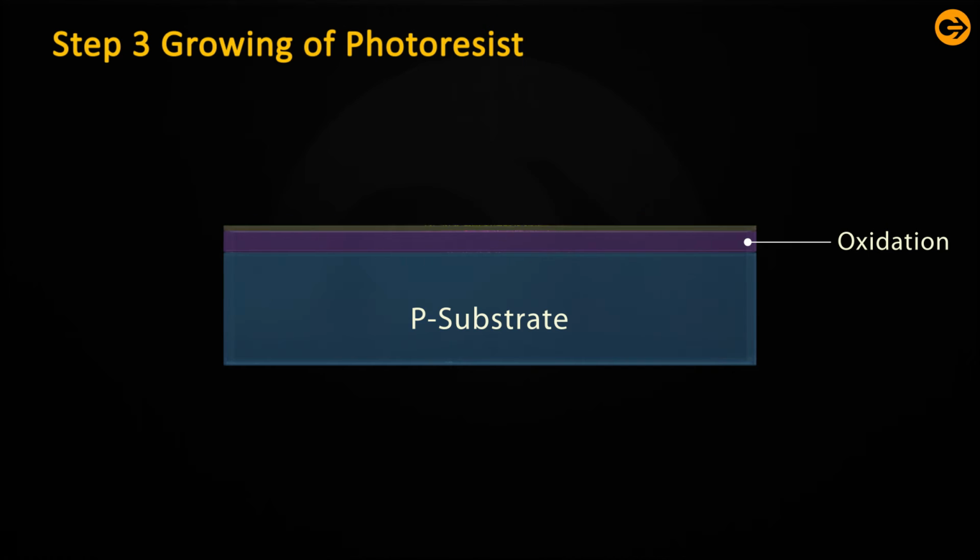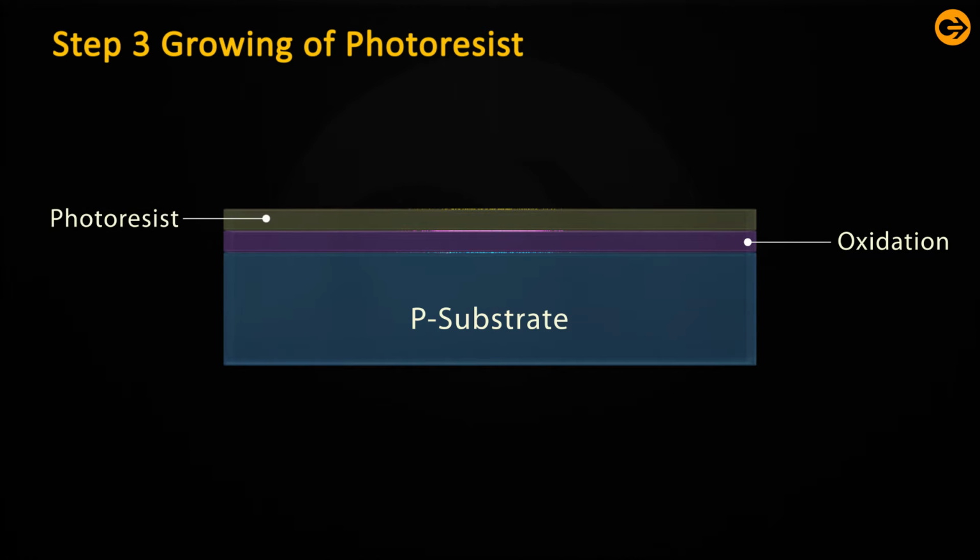Step 3. Growing of photoresist. In this stage, the wafer is coated with a uniform film of a photosensitive emulsion. At this stage, to permit the selective etching, the SiO2 layer is subjected to the photolithography process.